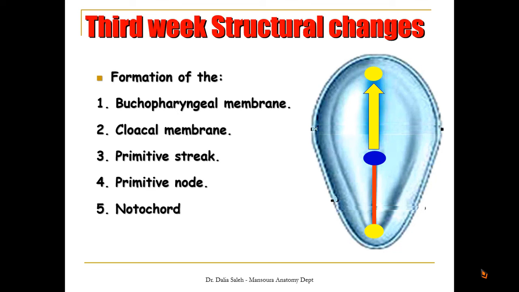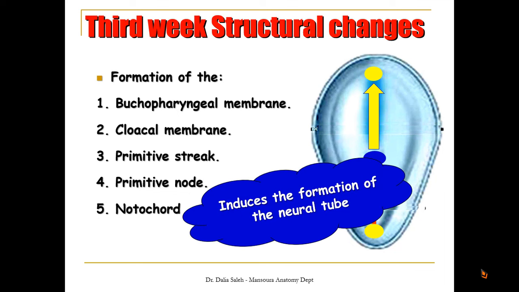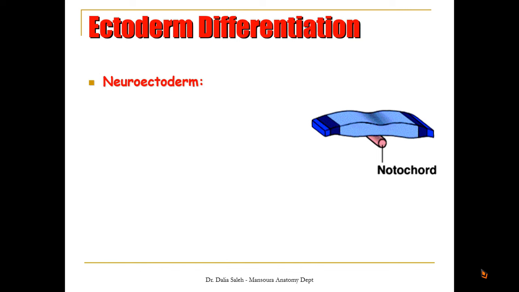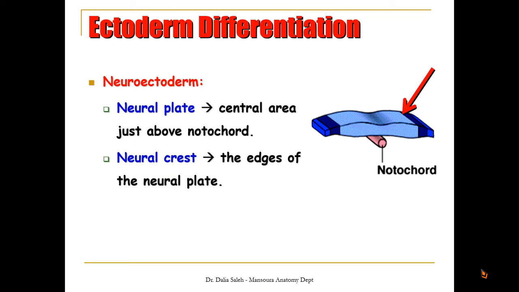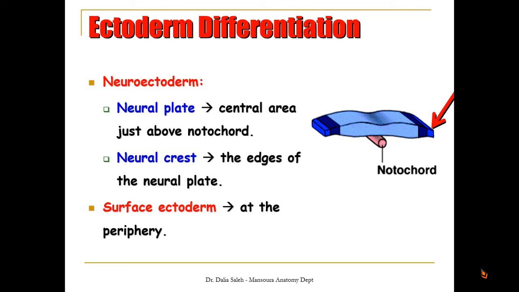And the notochord has many functions. The most important one that concerns us here is that it induces the formation of the neural tube from the ectoderm lying above it. So, the ectoderm above the notochord will differentiate into, first, the neuroectoderm, where we can see two areas in it. The neural plate, which is the central area of the neuroectoderm just above the notochord. Its periphery or its edges are called the neural crest region or neural crest cells. The remaining part of the ectoderm is called the surface ectoderm.